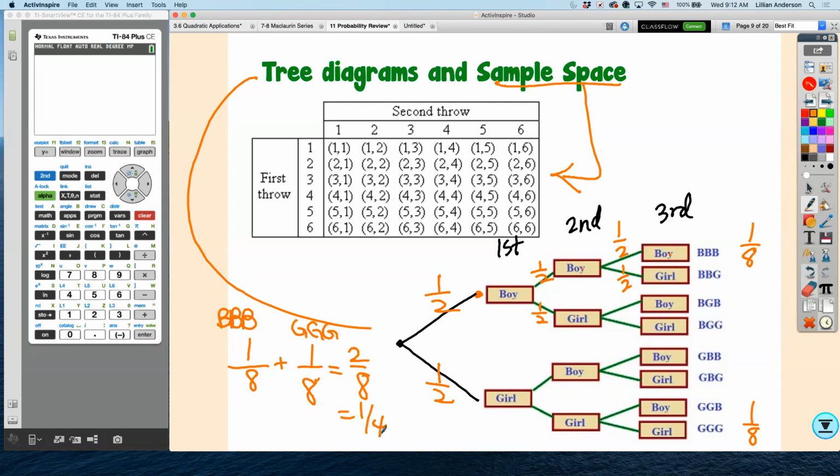So anytime you go along the branches, you multiply, but if you have to take into consideration 2 different outcomes and 3 different outcomes from your tree diagram, you add. Okay? And that's a tree diagram.